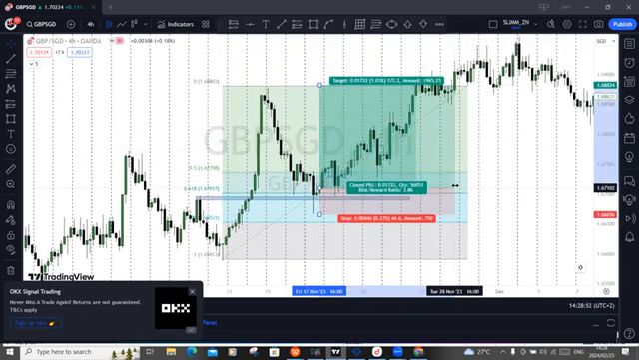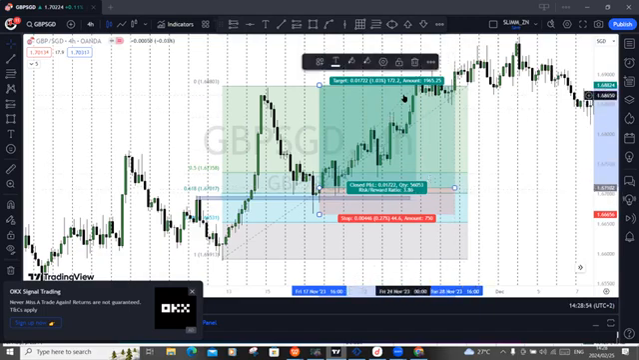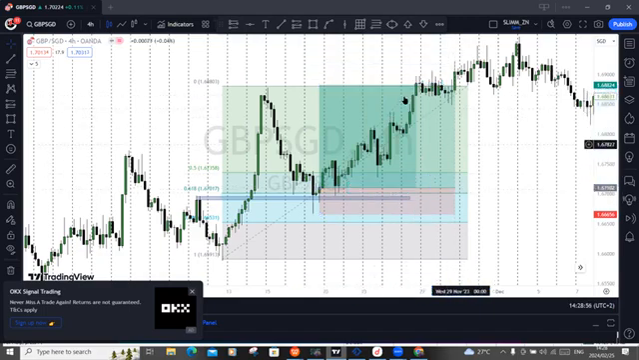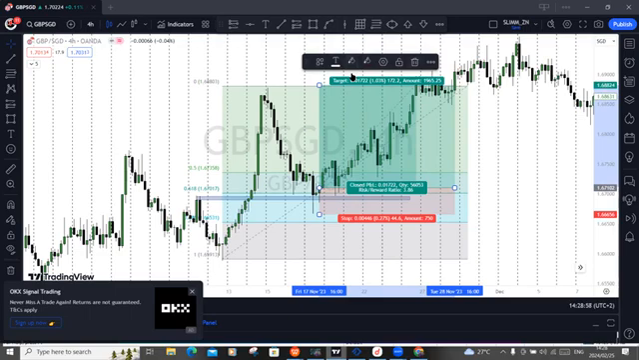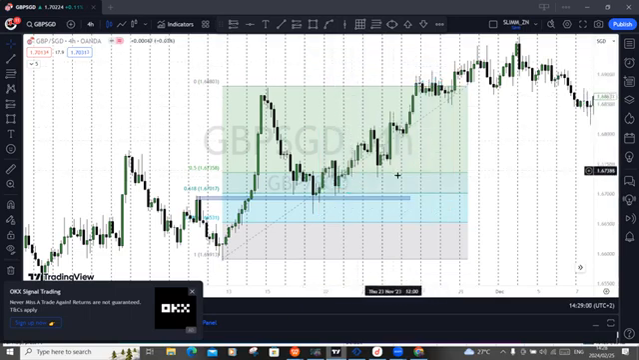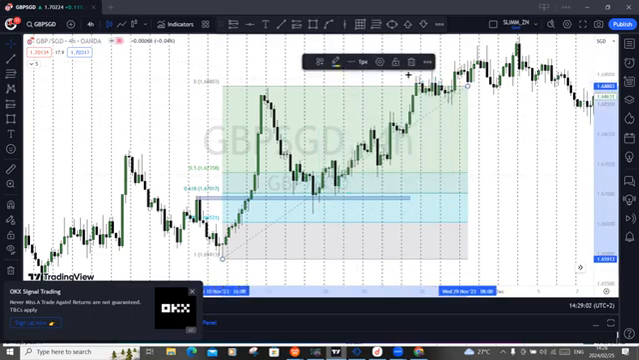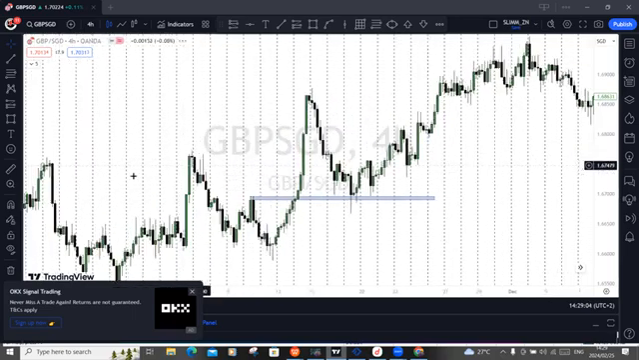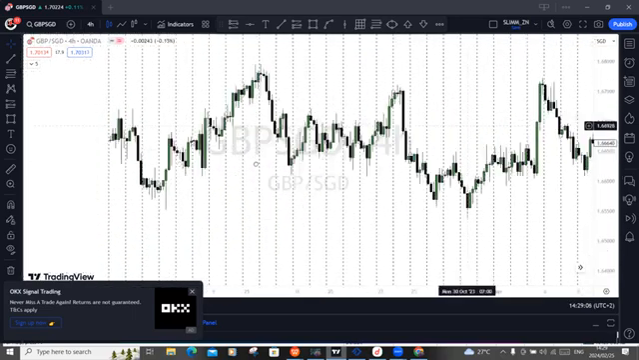Is the risk to reward worth it? Yes, it's 1:3.86. It's almost 1:4. So it's worth it, and the trade needs to be executed. How do you know that the trade is worth it? As long as the risk to reward is more than 1:2, you can execute on that trade.